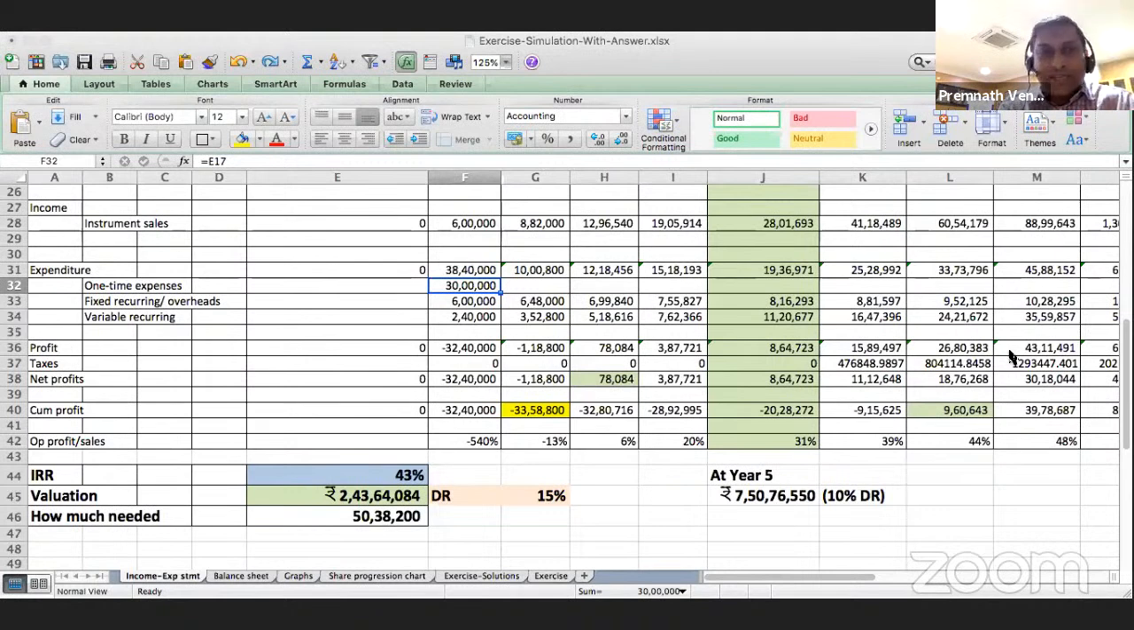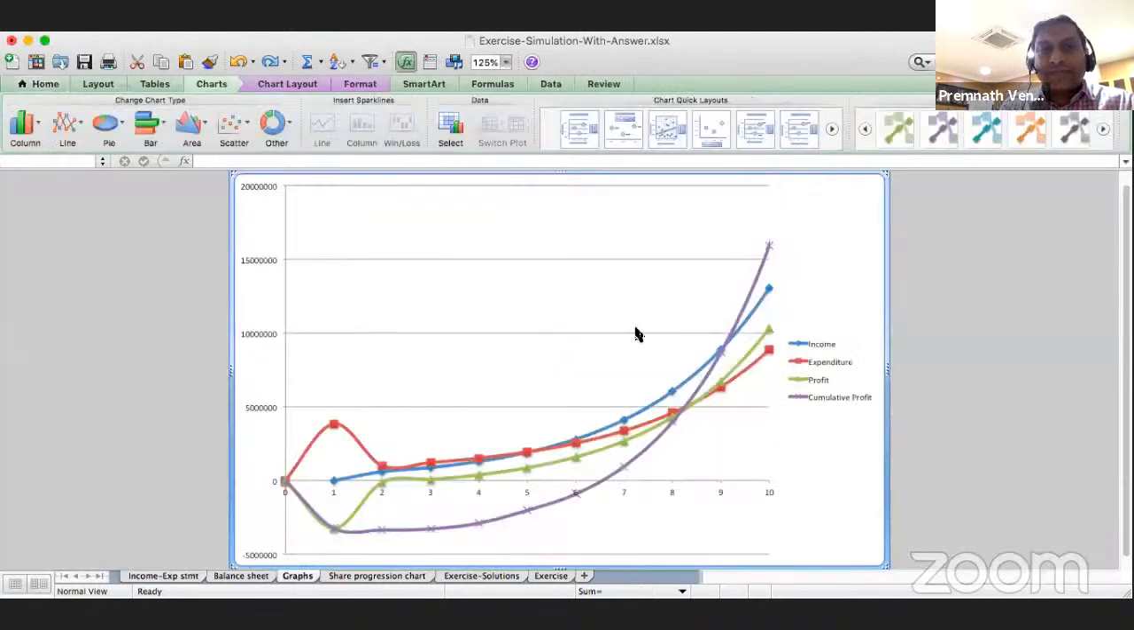So let me continue. By the way, this whole thing you can graph, and the graphs here look like this. In this case, the green is the profit, the income is in blue, the red is expenditure, and the cumulative profit is in violet. What do you see here? By the way, this blip in the first year is because of that 30 lakhs that you're spending on the technology license.